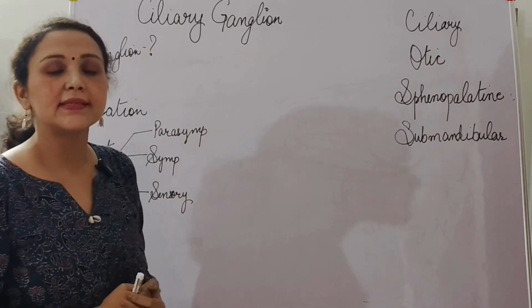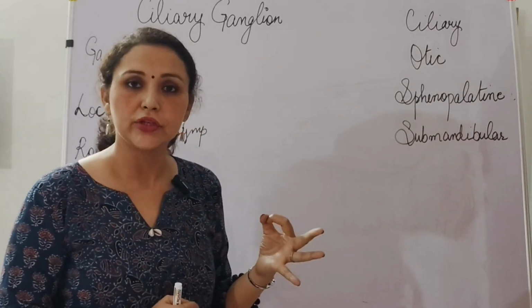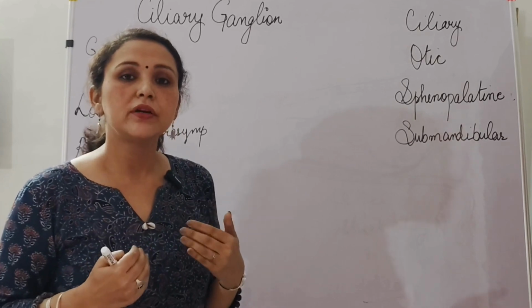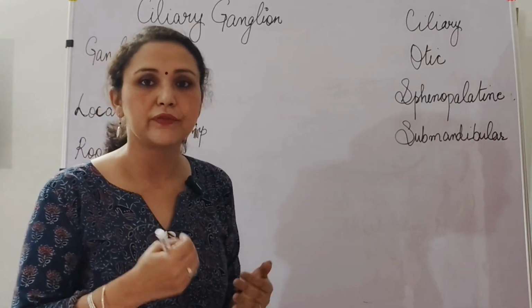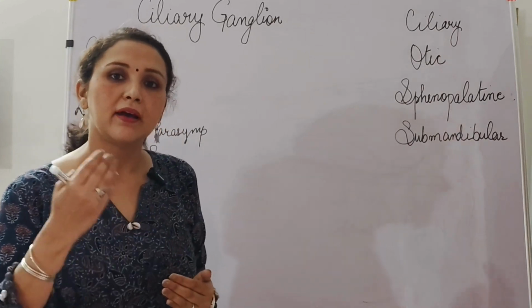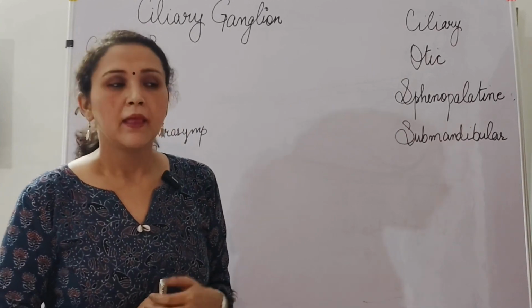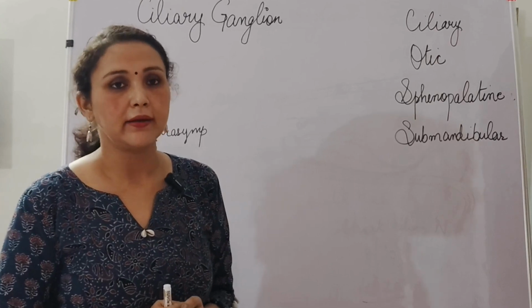Now, whenever we discuss any ganglia, we always explain it under three headings. We have the location, where is it located? Various roots, that means which nerve fibers enter into it, and then what are the branches of the ganglia, that means the nerve fibers which start from the ganglia and go to the peripheral organs which they supply, and then the important relevant applied aspect of the ganglia.